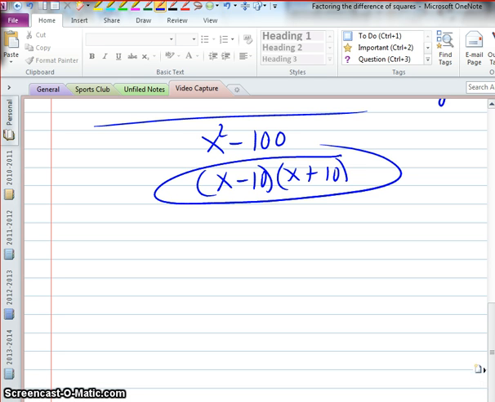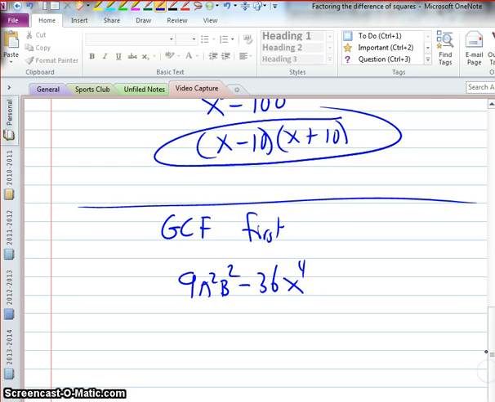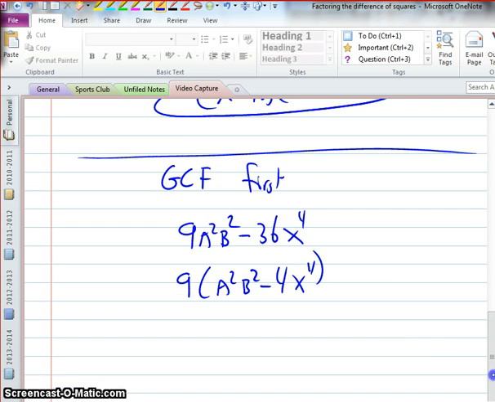The other thing we've got to look for when you're doing difference of two squares is you've always got to check for GCF first. And here's what I mean by that. Say you had 9a squared b squared minus 36x to the fourth. Notice that both are factorable. Both have a greatest common factor of 9. So before you approach the problem, you've got to factor the greatest common factor out. And now, do we have the difference of two squares still? We do. Minus 2x and ab plus 2x.